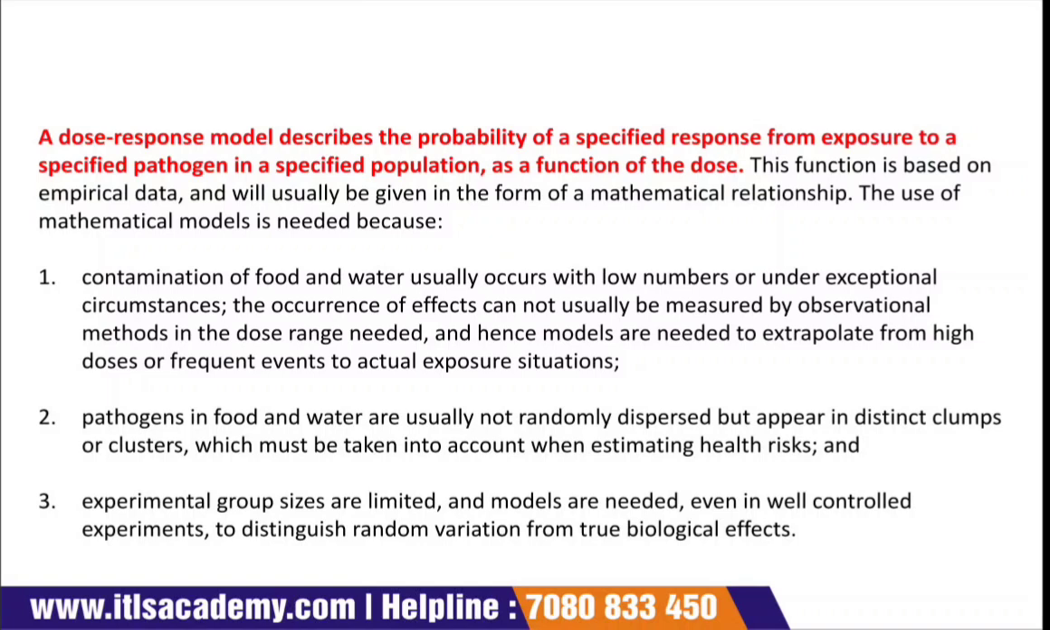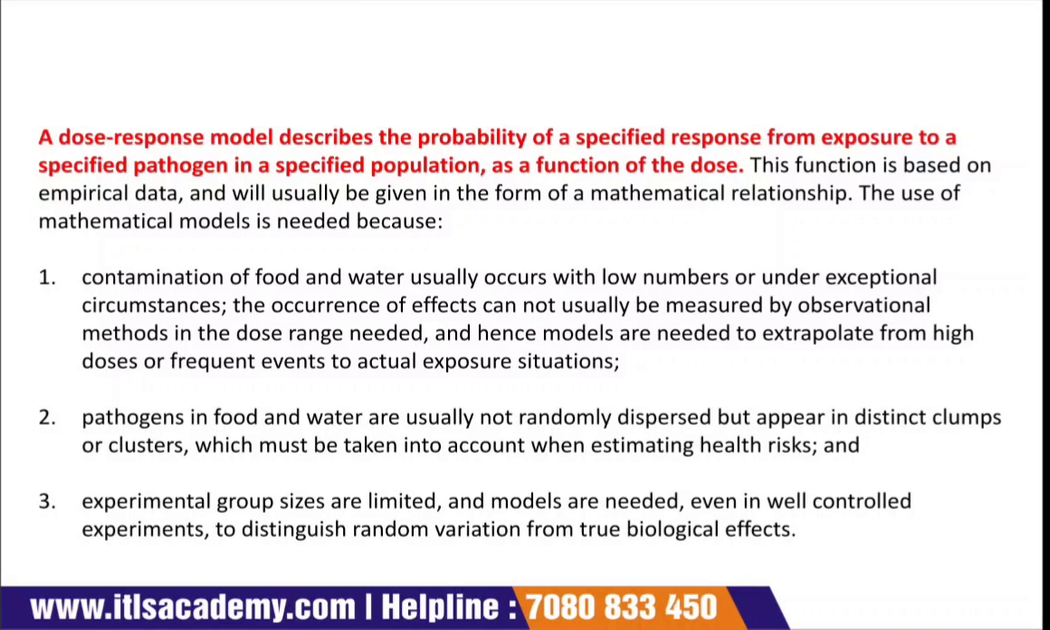So whenever a person is estimating the health risk, whenever there are mathematical models, first of all look for the pathogens that are there in food and water. Okay, sometimes pathogens appear in a distinct type of cluster or clump, and it is very important to take into account when you are estimating any health risk. So it is very important to monitor pathogens that are present in food and water.